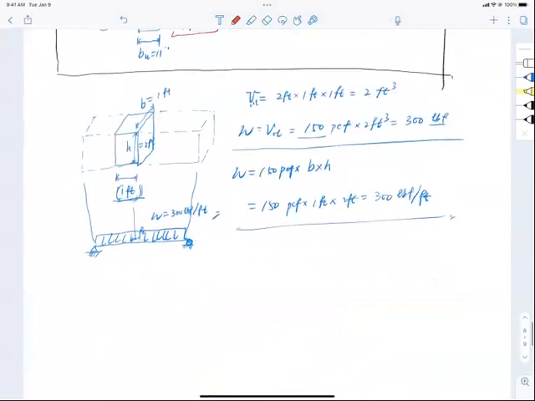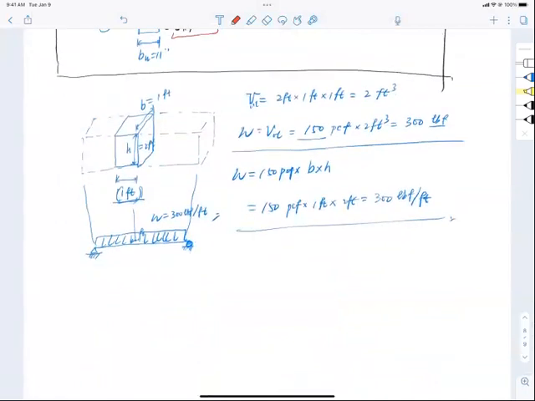Now, there were students asking me about how to calculate the distributed load in the simply supported beam, right? You can take the cross-section area directly multiplied by the specific weight of the concrete, which is 150 pounds per cubic foot, to get the distributed weight or distributed load in terms of pounds per foot.